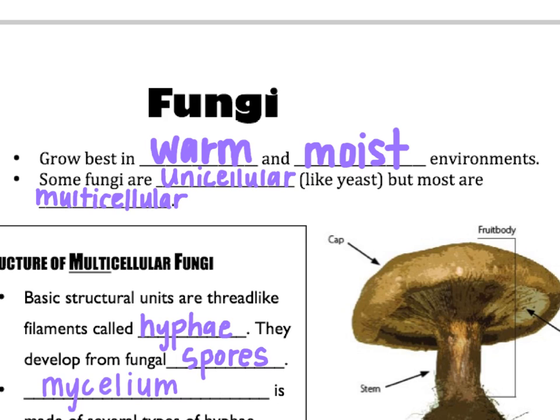An example of a unicellular fungi that only has one cell is yeast, which is used in making bread to make the bread rise. That's a type of fungi, but it's actually only one cell, so it's the unicellular form.